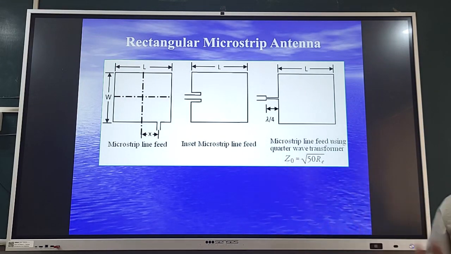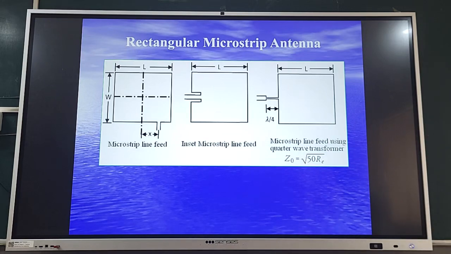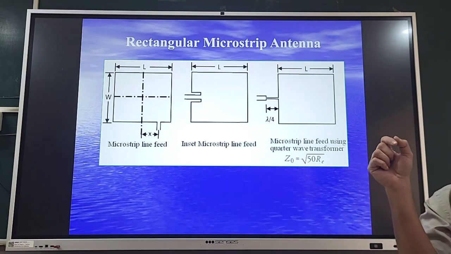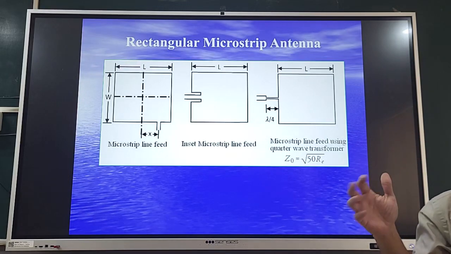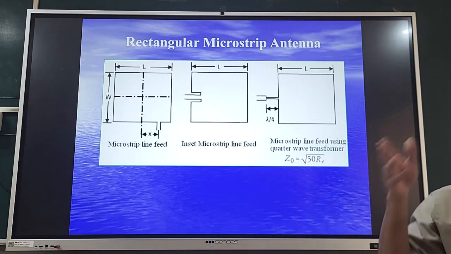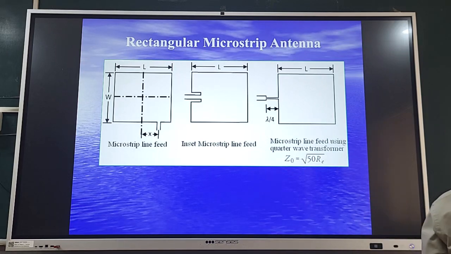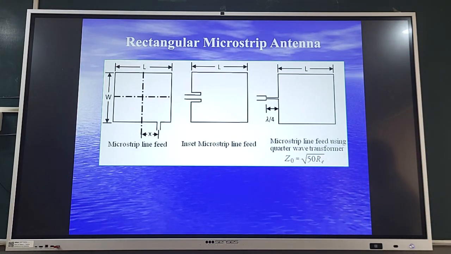The same concept can be expanded with a similar discussion for the circular patch, equilateral triangular patch, or even any other irregular shape geometries, where you should take care that orthogonal mode frequencies are not getting affected, or they are not excited also, because your role is to design the antenna for the given fundamental mode frequency. Okay, so this is all about microstrip line feeding.